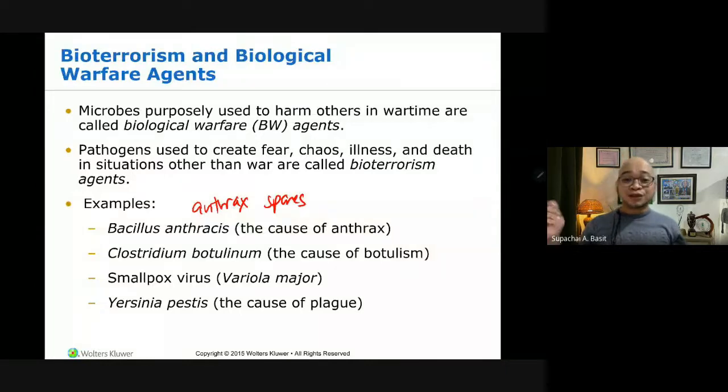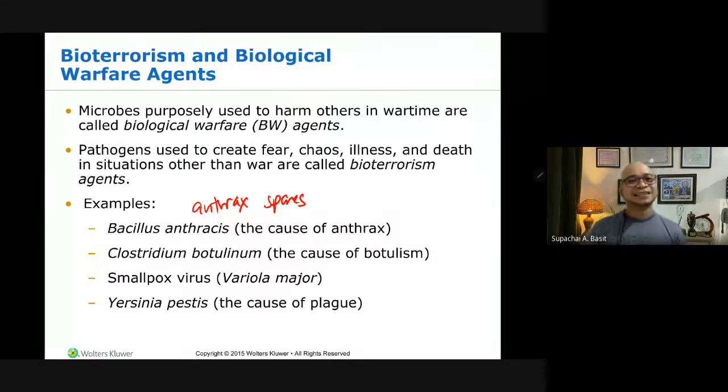Okay, Clostridium botulinum, this is the most potent toxin in the world, more potent than cobra venom. And this can also be used for bioterrorism. Smallpox virus. We have already eradicated smallpox in the 70s.